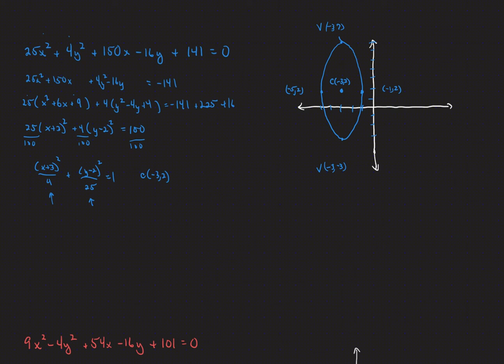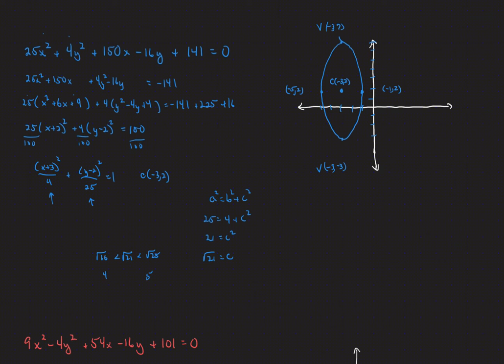We're going to find our foci, and we know in an ellipse the relationship is a squared equals b squared plus c squared. A squared is the biggest one, and b squared is the 4. So solving for c, we're going to get the square root of 21. Now we know that the square root of 21 is going to be in between the square root of 16 and the square root of 25. So that's going to put us in between 4 and 5.